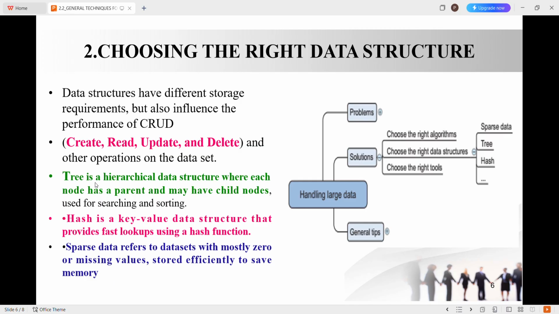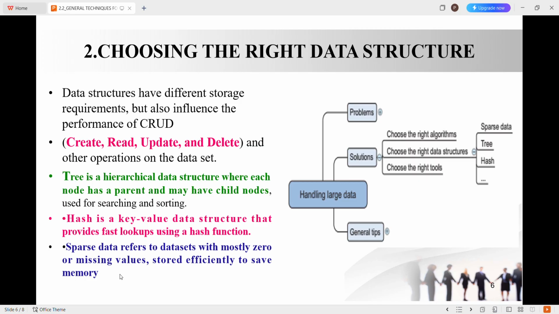It could be sparse data, a tree or a hash function. When I say tree, it is a hierarchical data structure wherein you have a parent node and then child nodes. This helps us in searching and sorting in an easier manner. The next is a hash function. It is a key-value data structure which provides fast lookup tables using the hash function.